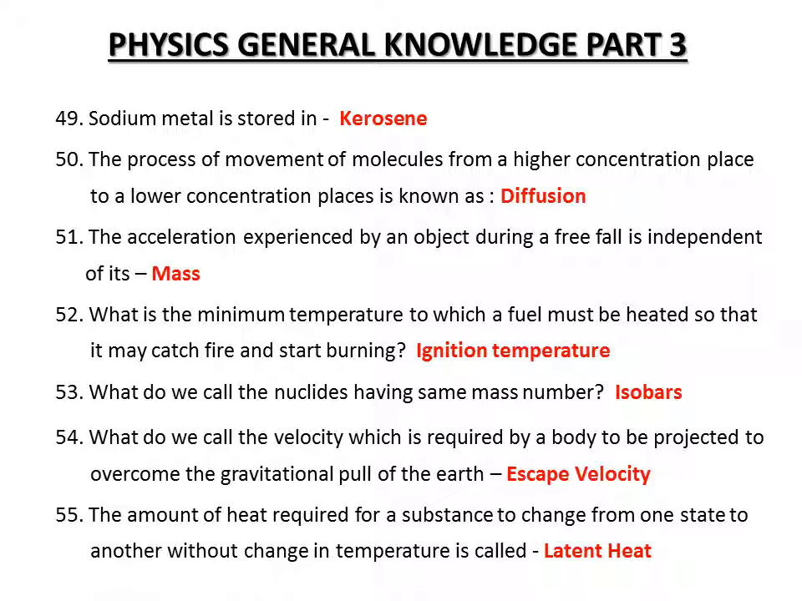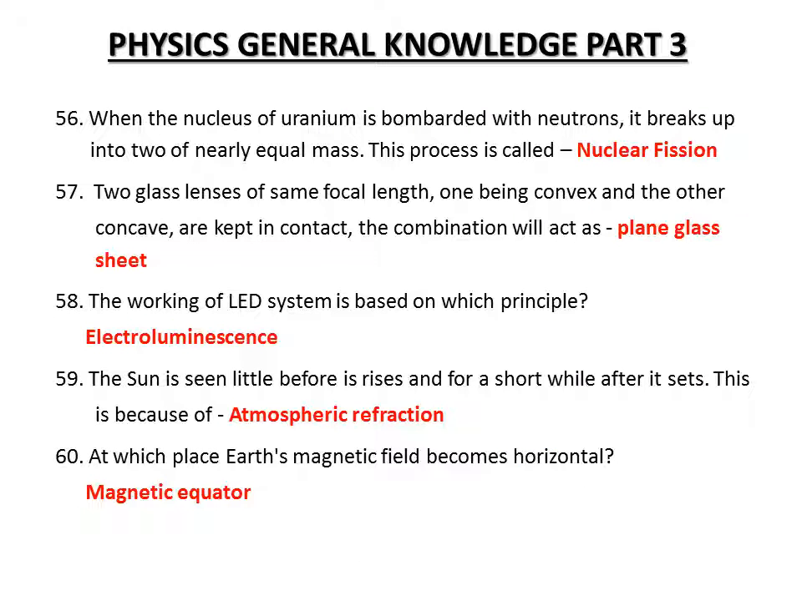The amount of heat required for a substance to change from one state to another without change in temperature is called latent heat. When the nucleus of uranium is bombarded with neutrons, it breaks up into two of nearly equal mass. This process is called nuclear fission. Two glass lenses of same focal length, one being convex and the other concave, are kept in contact. The combination will act as plain glass sheet.